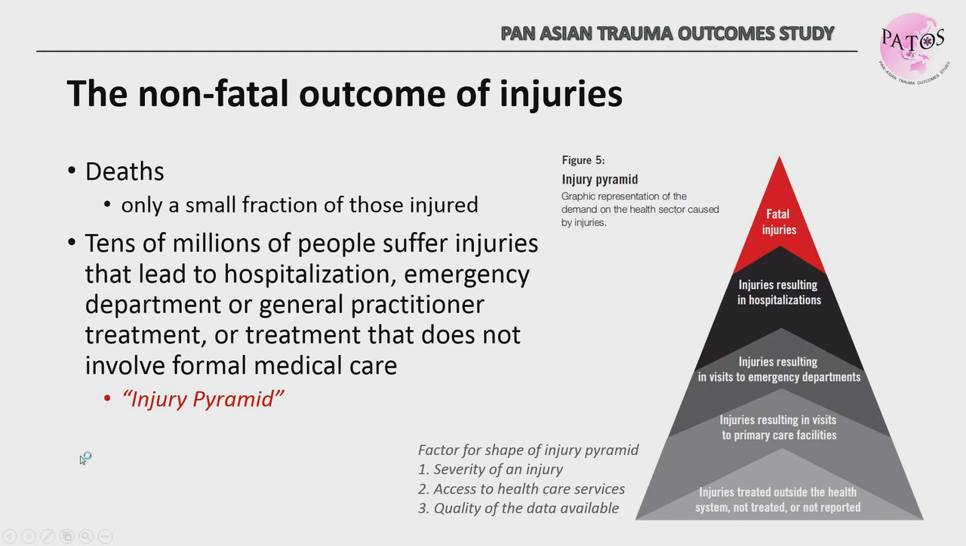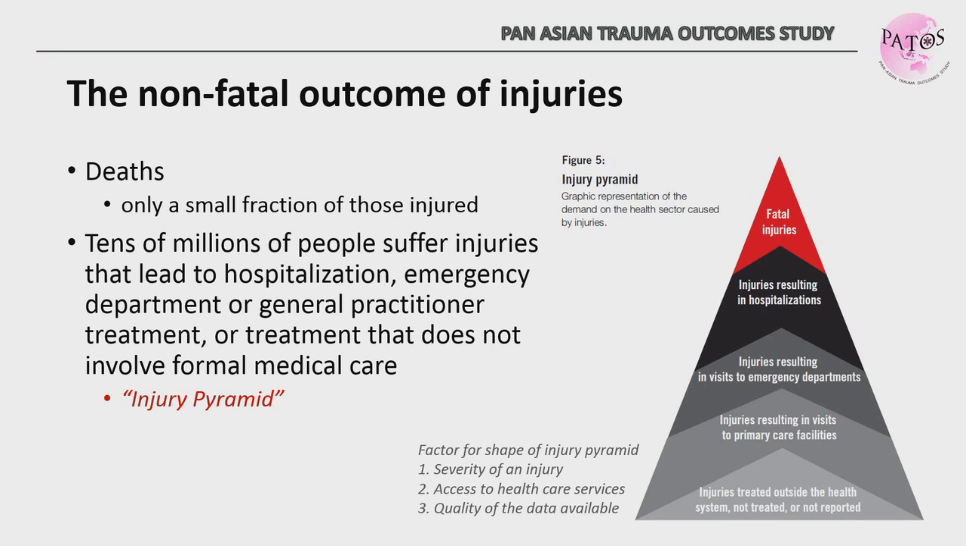On to non-fatal injury. Fatal injury is a small proportion of total injury incidents. As you can see in the injury pyramid, there are a lot more injured patients who seek healthcare, including hospitalization, emergency department, or primary clinics. And we also have a large number of patients that do not go to hospital for several reasons, such as mild severity, affordability, alternative medicine, and self-treatment.